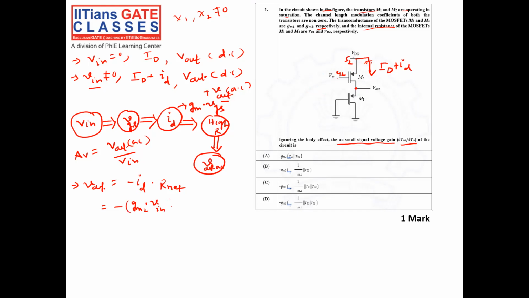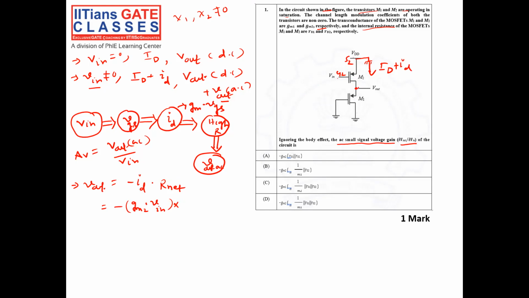This is the current, because when there is a change in VGS, the current flowing through this transistor is GM into VGS. For this transistor M2, VGS2 is nothing but V in. So the current is GM2 into V in. That is the R out. R out is nothing but the resistance at the output node with respect to ground.